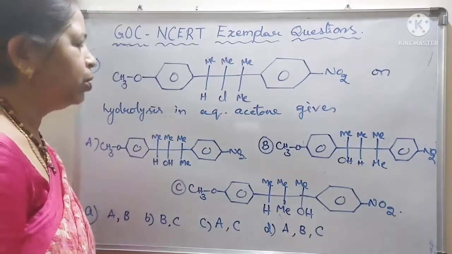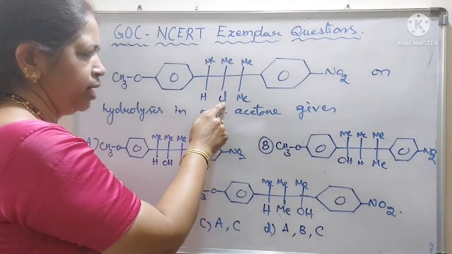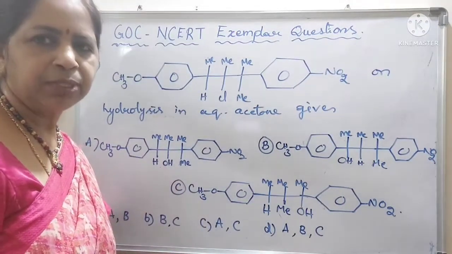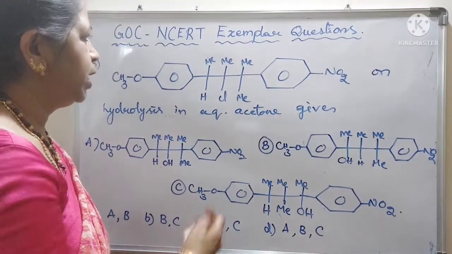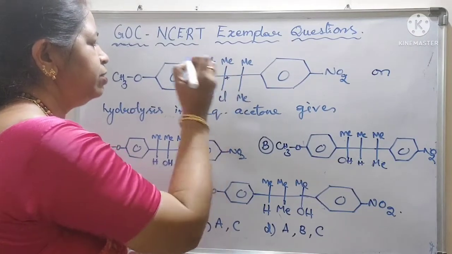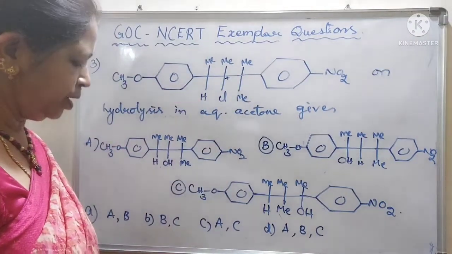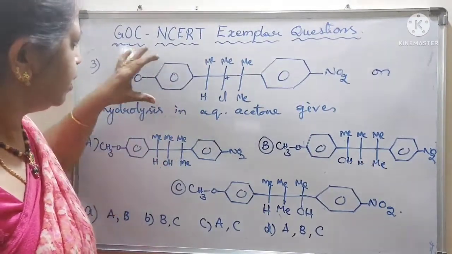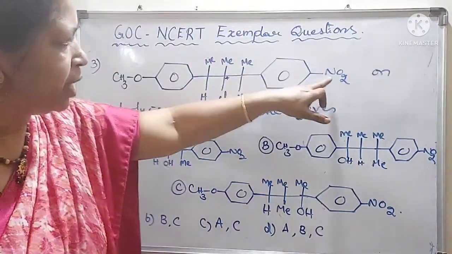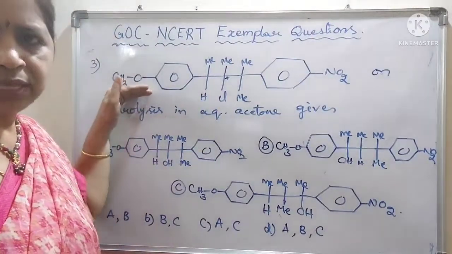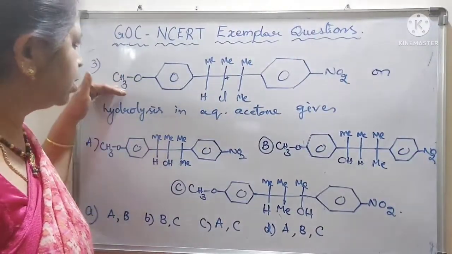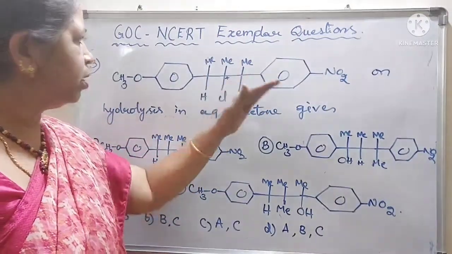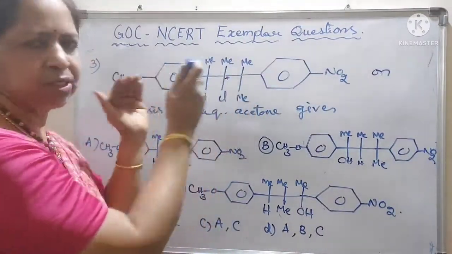Okay. So on the elimination of chloride ion, it forms a carbonium ion. It forms a carbonium ion, and on either side of this structure, benzene with nitro group and one methoxy group. Benzene ring with methoxy group and benzene ring with nitro group is present on either side of this structure.